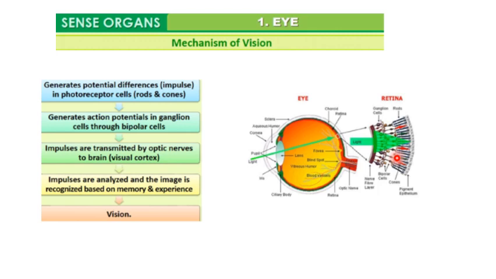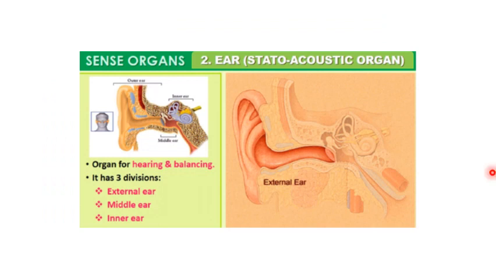Now this generates action potential in the ganglion cell through the bipolar cell, and the impulses are transmitted by optic nerves to the brain in the area of the visual cortex. These impulses are in turn analyzed by the brain and the image is recognized based on memory and experience. So this is what gives us the vision. Now let us understand the working of another sense organ, that is the ear. It is the organ of hearing as well as balancing.